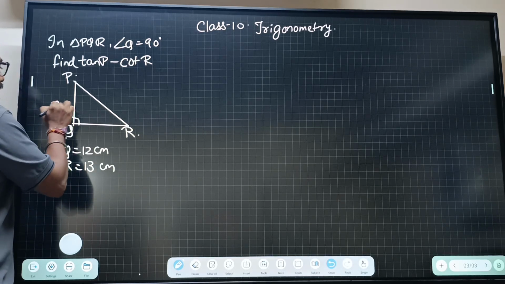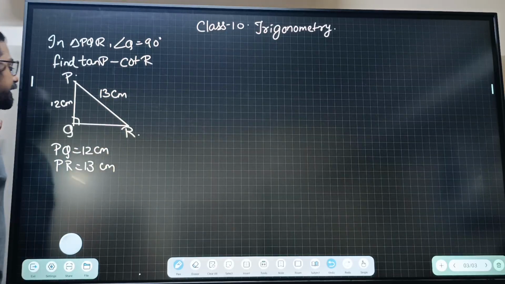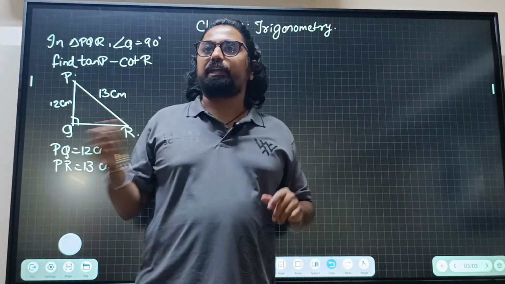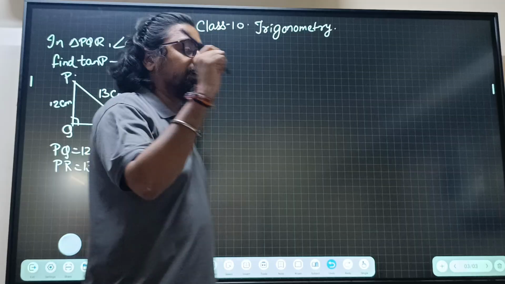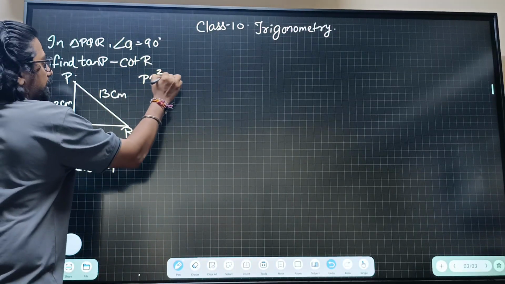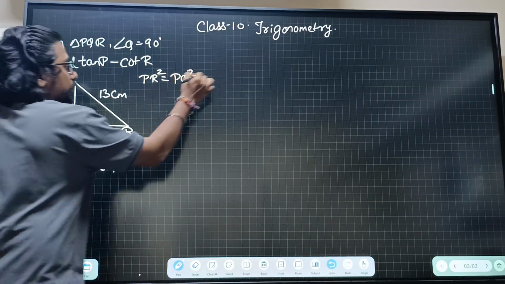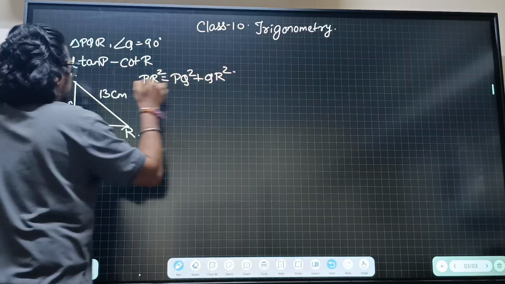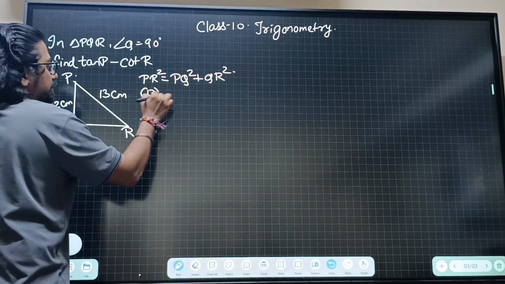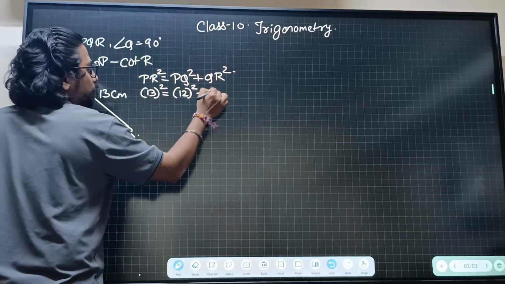PQ is 12 centimeter, PR is 13 centimeter. So over here two sides are given, one side is not given, so which theorem will we use? We will use the Pythagoras theorem. So PR square is equal to PQ square plus QR square. What is PR? 13 square is equal to what is PQ? 12 square plus QR square.